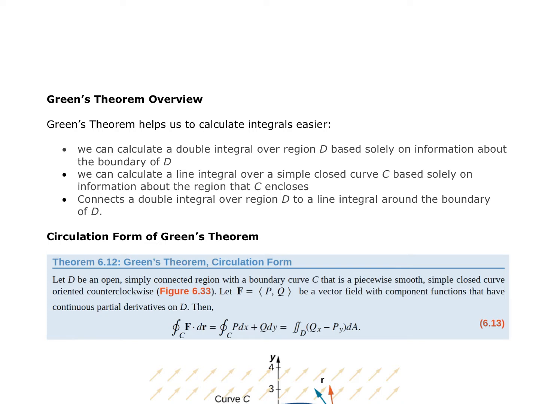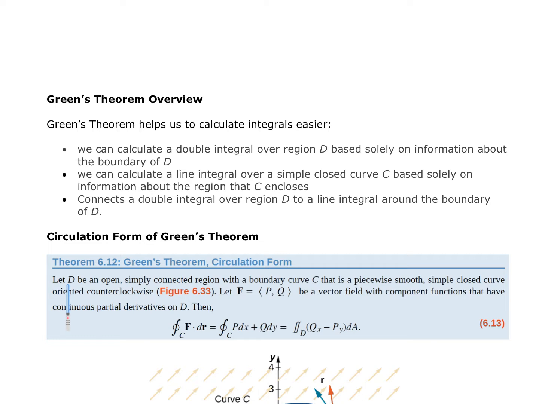So first of all, what Green's theorem allows us to do is to calculate double integrals over the region D based solely on the information about the boundary of D. We can also calculate the line integral over a simple closed curve C based solely on the information about the region that C encloses. It connects a double integral over a region D to a line integral about the boundary of D. Well, that sounds nice. So what is this all about?